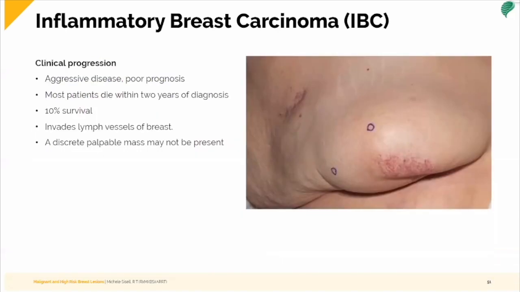Inflammatory breast cancer is an aggressive disease with a poor prognosis if not found early. Most patients will die within 2 years of diagnosis, and the survival rate is 10%. IBC invades lymph vessels of the breast, causing edema or peau d'orange in the skin. A discrete palpable mass may not be present.